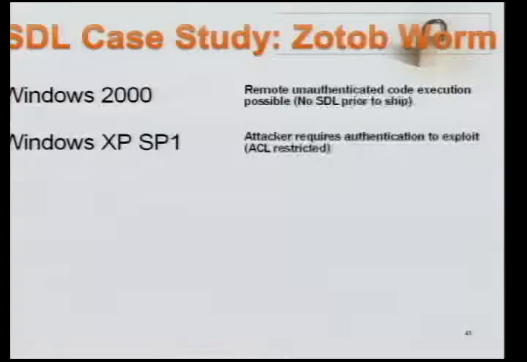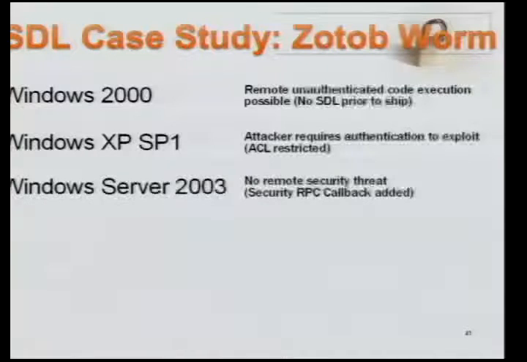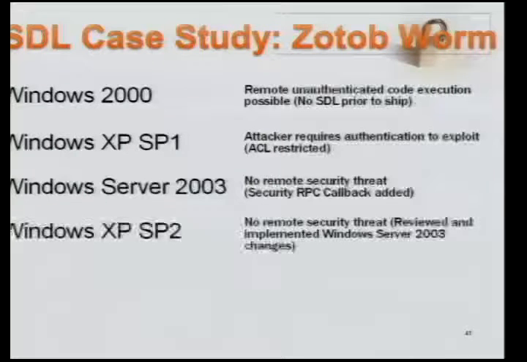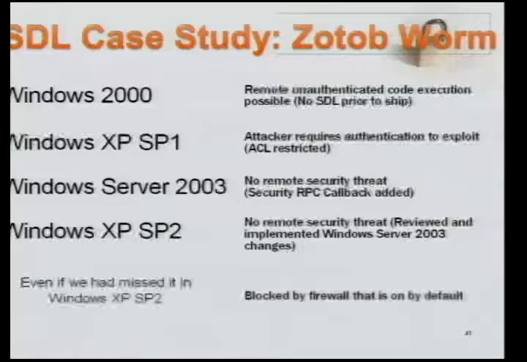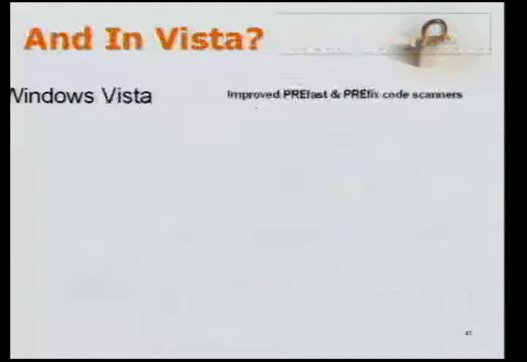In XP SP1, that interface was made authenticated. And so while you could still have a worm that circulated within a corporation, you couldn't bridge corporations because you couldn't authenticate outside of the space where you can authenticate. In Server 2003, that interface was made admin only, and so essentially there was no remote vector. That improvement, that security callback, was backported to XP SP2, and even if we had missed it in XP SP2, the firewall was on by default and blocked it. Now imagine that vulnerability was still present in Windows Vista.